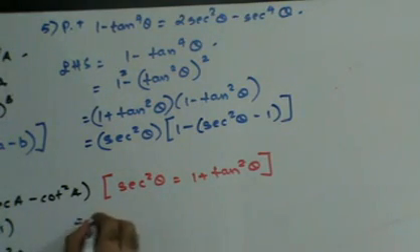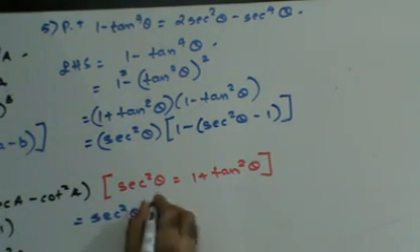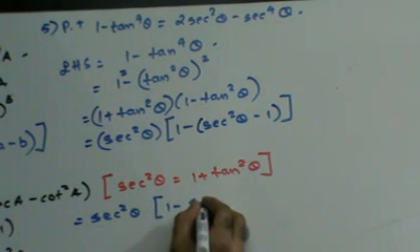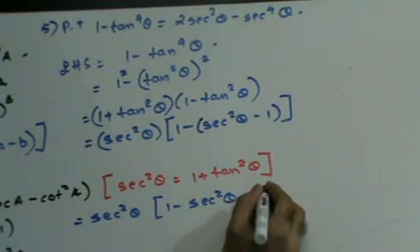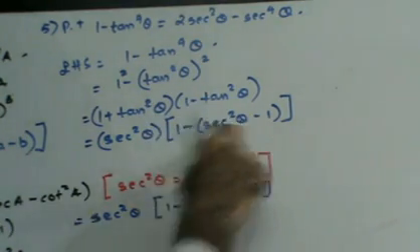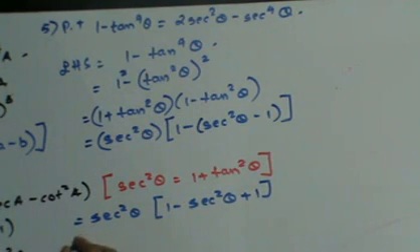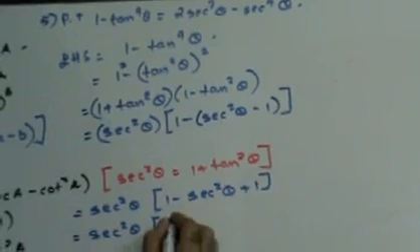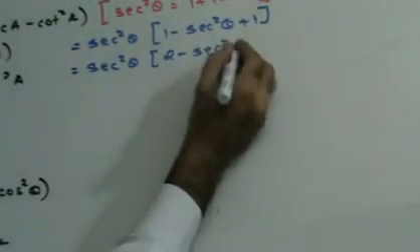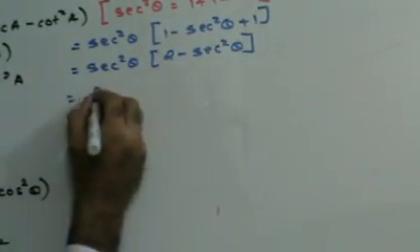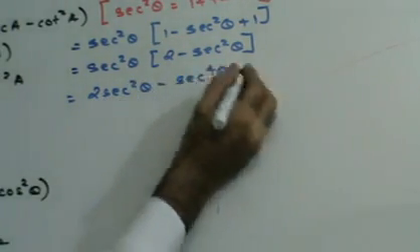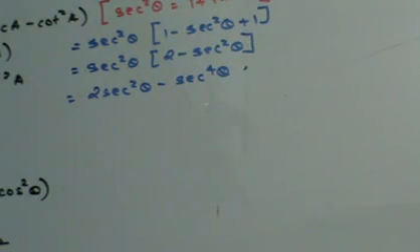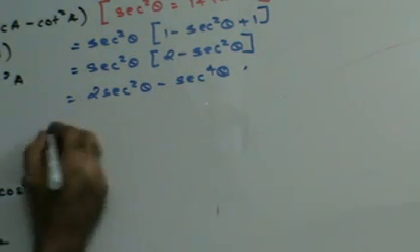So in which case I will get sec^2 theta (1 minus sec^2 theta, minus 1), minus into minus gives you plus 1. So this is going to be sec^2 theta (1 plus 1, 2 minus sec^2 theta). So this is 2 sec^2 theta minus sec^4 theta. Right? That finishes that sum. Let's move on to the next sum, guys.